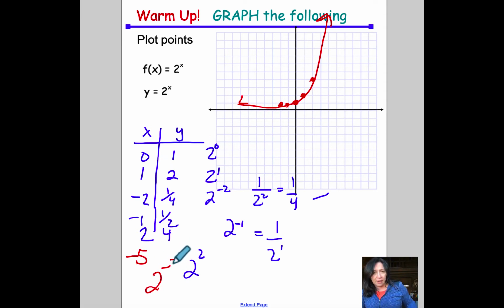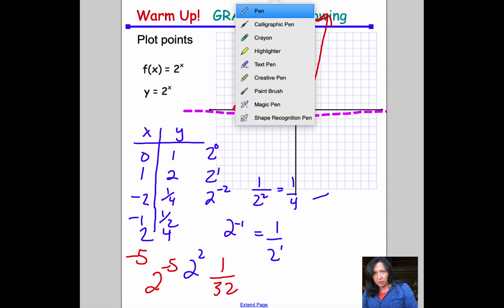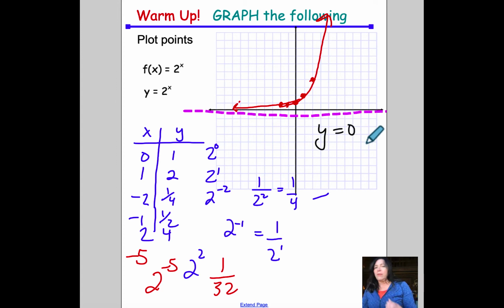So that'd be 2 to the -5th power, which is 1 over 32. And what this is telling me is down here on my graph, as my graph gets closer and closer to negative infinity, it's going to get closer and closer to 0, but it's never going to touch. And what that means is that we have an asymptote right here at y equals 0. So my graph is going to get very, very close to that, but never touch.